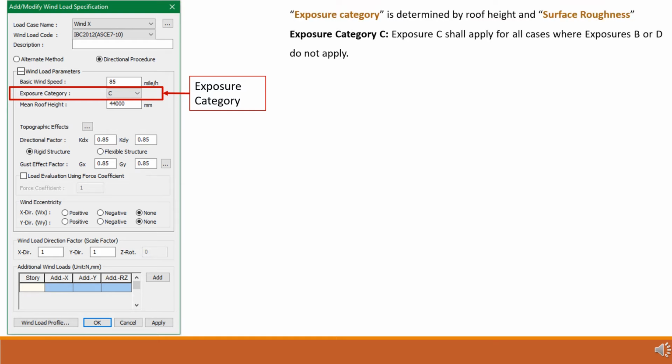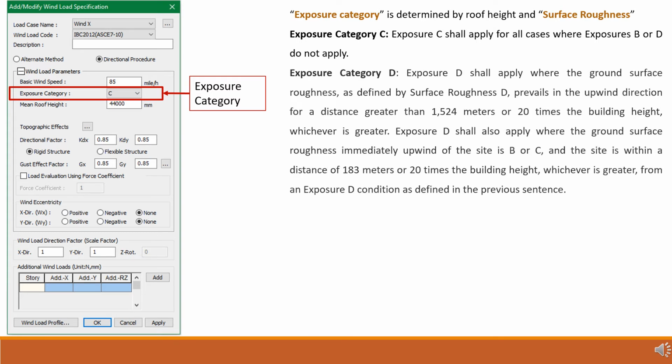Exposure category C, exposure C shall apply for all cases where exposures B or D do not apply. Exposure category D, exposure D shall apply where the ground surface roughness, as defined by surface roughness D, prevails in the upwind direction for a distance greater than 1,524 meters or 20 times the building height, whichever is greater.